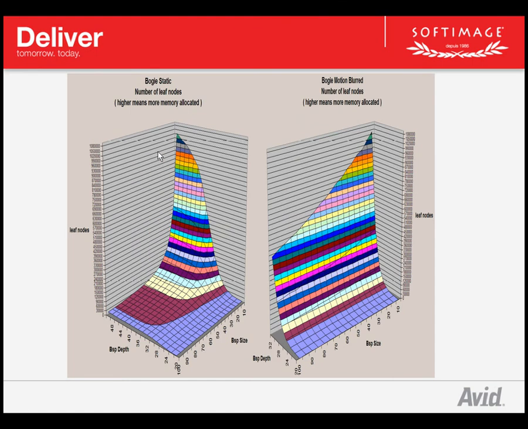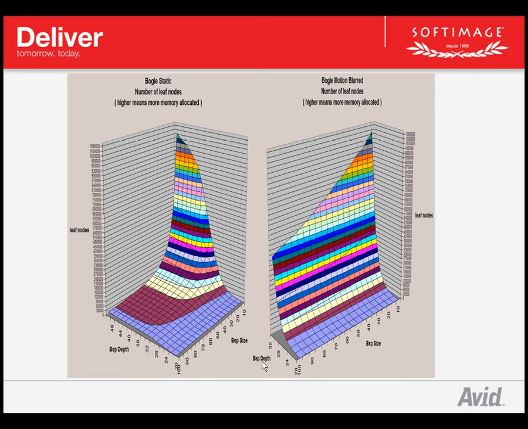This is the maximum number of leaf nodes. As you can see here, depending on the BSP depth and size, whenever the size is small and the depth is high, it means that I'll be creating more leaf nodes, so more voxels. And the higher this leaf node count is, the more memory is going to be involved. So as you can see here, depth being high and size being low creates a lot of leaf nodes, and obviously increases the memory demand.